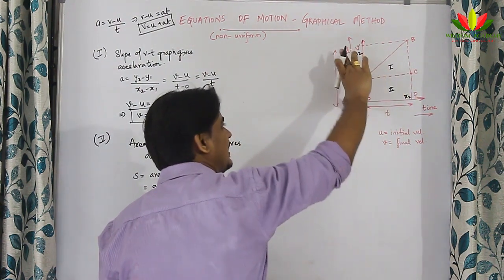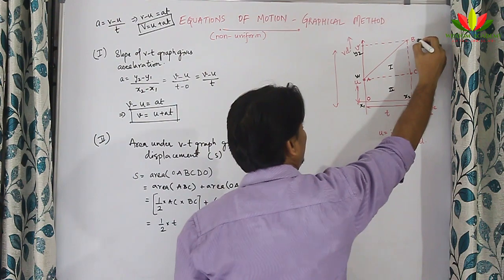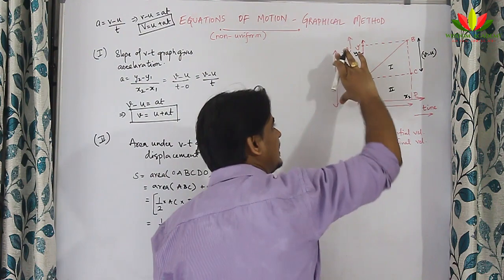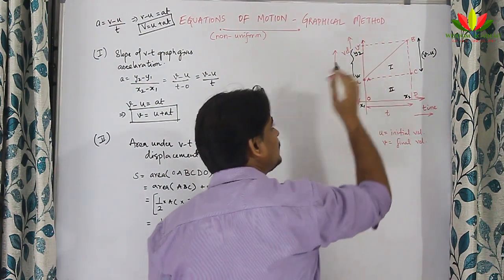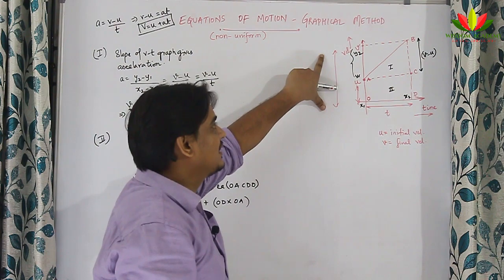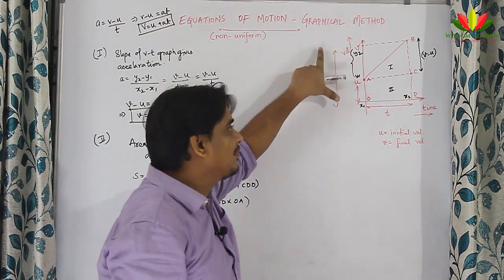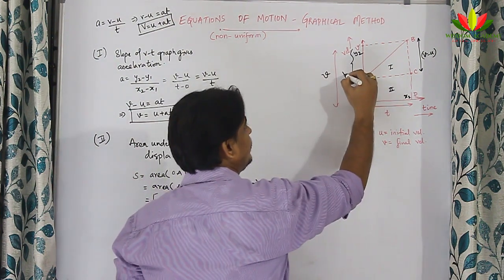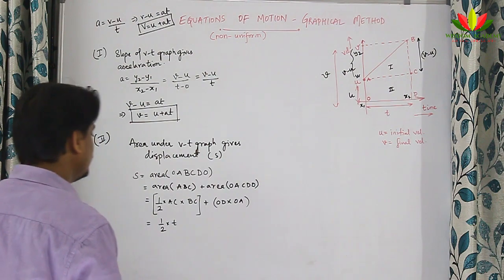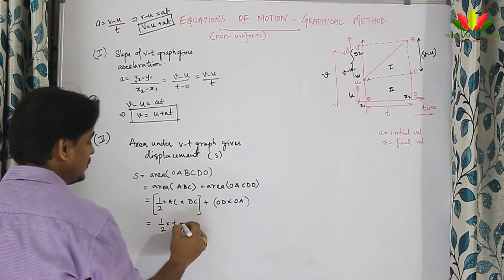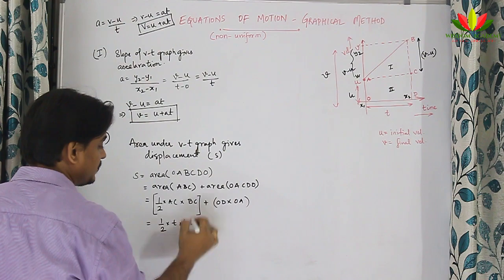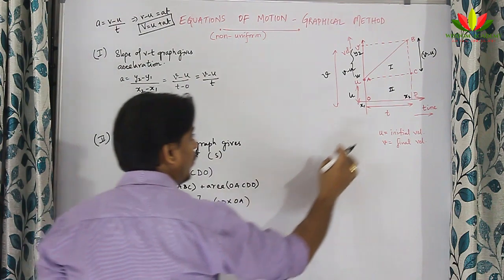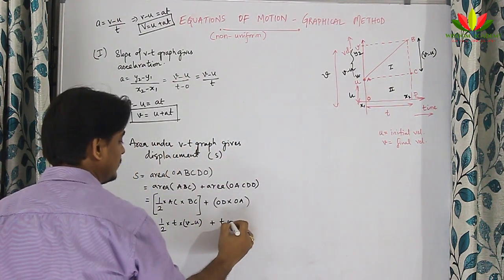What is BC? BC is this value. If this complete thing is V, this is U, will not this part be V minus U? Like if this is 10 centimeter, this is 4 centimeter, this will become 6, no? 10 minus 4. Same way, this is V, this is U, this will be V minus U. So I can write here half T into V minus U plus OD, OD is T, OA, OA is U. Right.